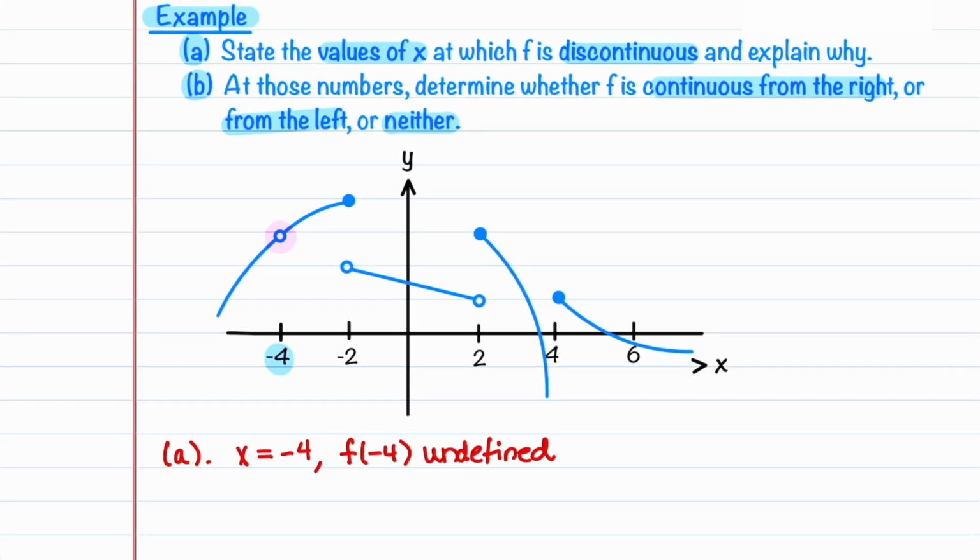Let's now look at x is equal to minus 2. At this point, our function value exists. However, the limit from the left does not equal the limit from the right. So let's go down here and write x is equal to minus 2. The limit as x approaches minus 2 of f of x does not exist.